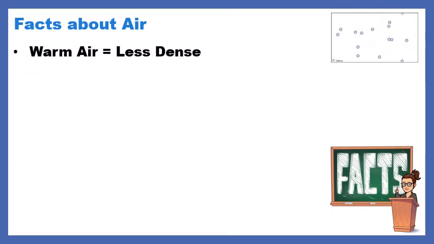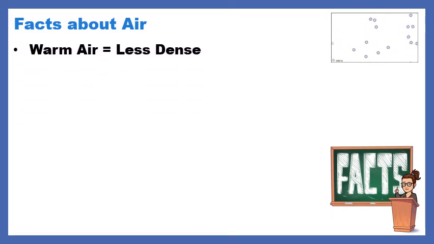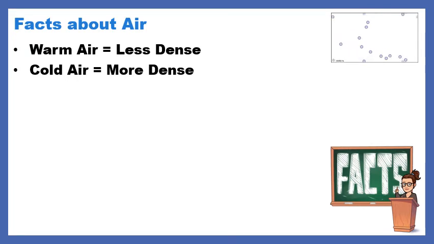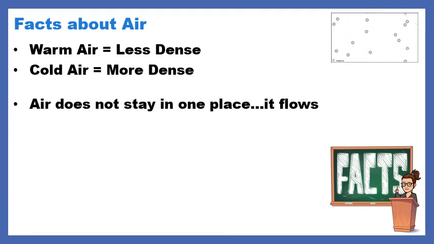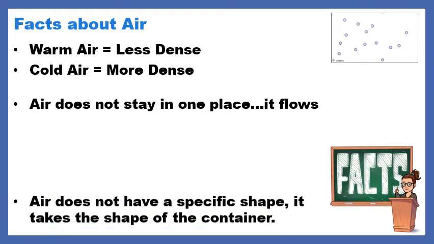So last week I taught you that warm air was less dense than cold air, which is more dense. And some new things I'm going to teach you about air this week is that air does not stay in one place. It flows. Almost think of it like flowing like a river from place to place. It doesn't stay in one place.